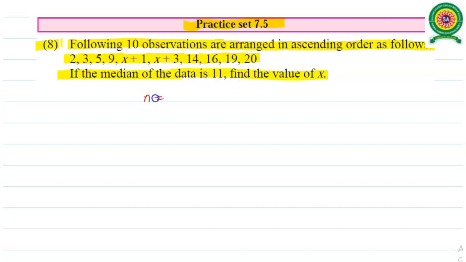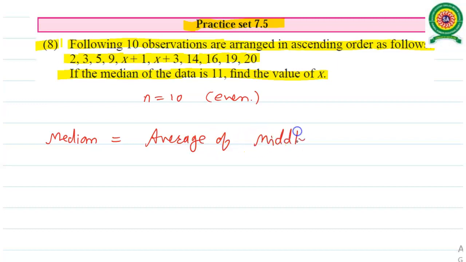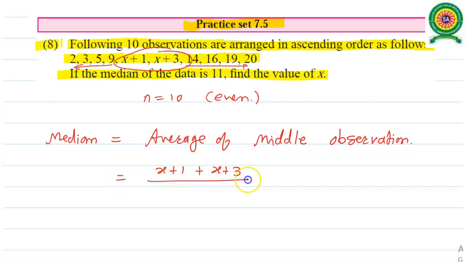Now, since the total number of observations is 10, which is even, the median of the given data is the average of the middle observations. So let us first find the middle observations. We have 10 in total, so leave 4 towards the right and 4 towards the left. The middle observations are x plus 1 and x plus 3. Their average is given by (x plus 1 plus x plus 3) divided by 2. And the median value already given for the data is 11.